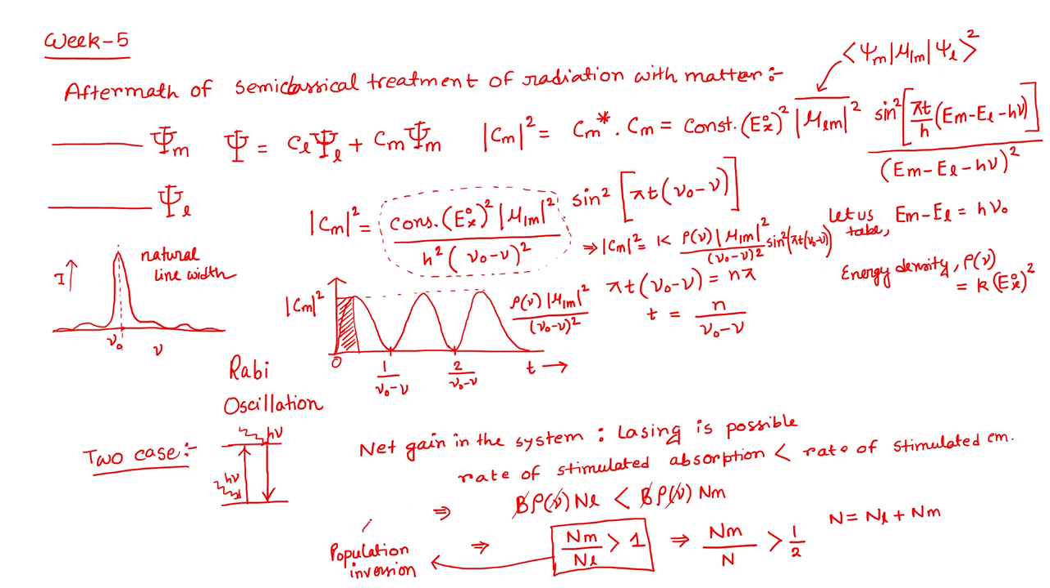And that is the ultimate criteria for lasing. Ultimate criteria. So population: your excited state should have more population than your ground state, and only then is lasing possible. Now this we need to understand. So my NM by NL is going to be greater than 1, and in other words we can say my NM by the total number of molecules is going to be greater than half. Okay, let us go to the next page.